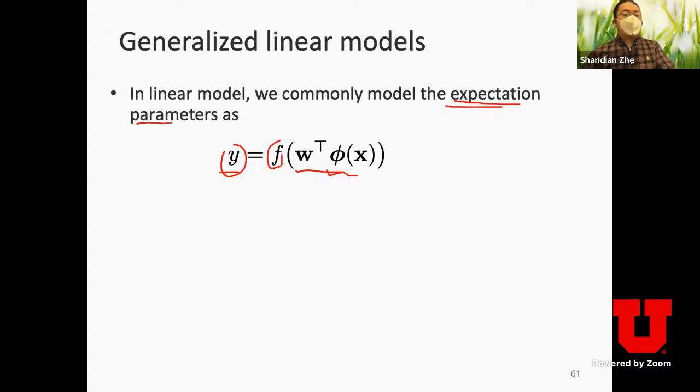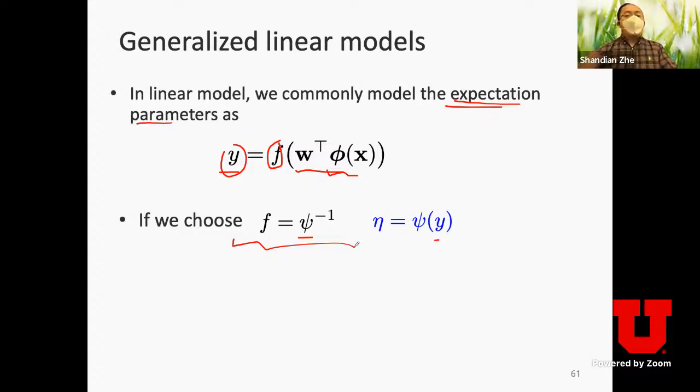And of course, you're free to choose f. Now, if we choose f to be a specific form, that is the inverse mapping between the natural parameters and the mean parameters, this formulation is called a generalized linear model. So in other words, generalized linear models doesn't really mean generalized linear models. It just means that if you define your expectation parameters in this form, and this transformation f is taken as the inverse mapping between the natural parameter and expectation parameters, then it's called a generalized linear model.